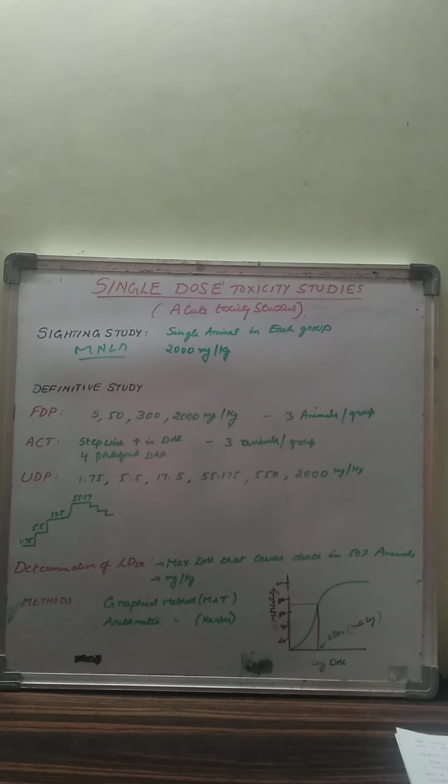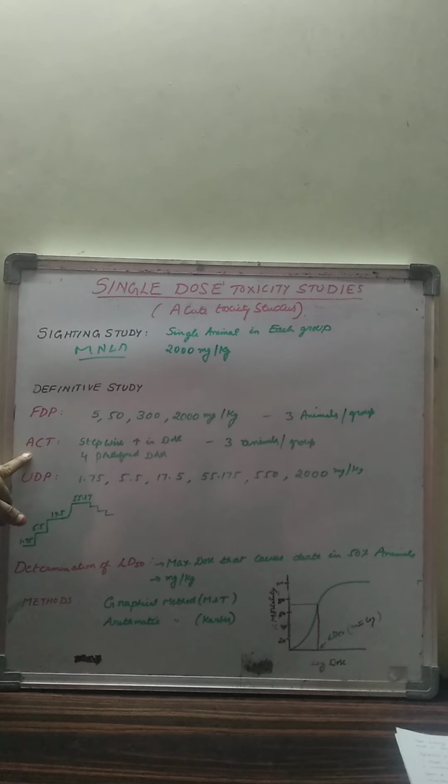Whatever the observations, as I told, morphological observations, behavioral observations, as well as any physiological changes and biochemical changes, all these you have to assess during this 14 day period. So that is the procedure for the FDP. That means if some fixed doses are selected, they are administered to all the groups at a time.